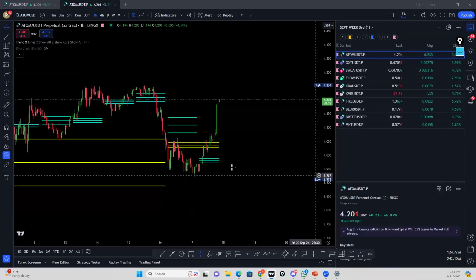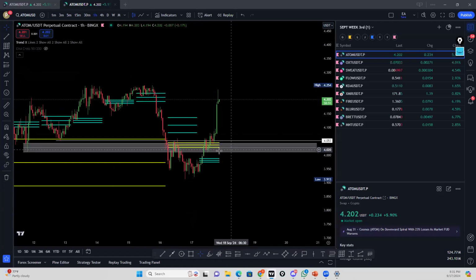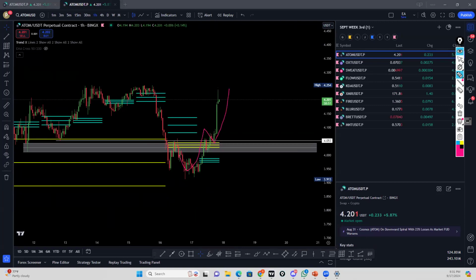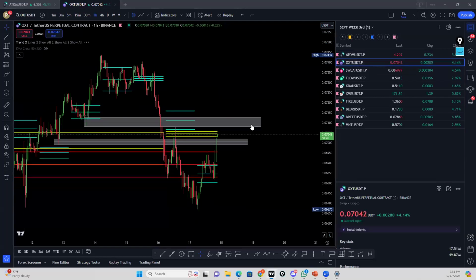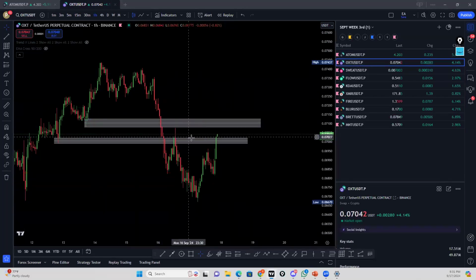Okay, like this ATOM, I'll just add this. So we mark the zone, and I'll be telling you to wait for it to break this level, and after retest, you can take a long position. I'll explain why I'm looking for a long position in this. Again, OXT/USDT, same way. You can see we already marked the zones.